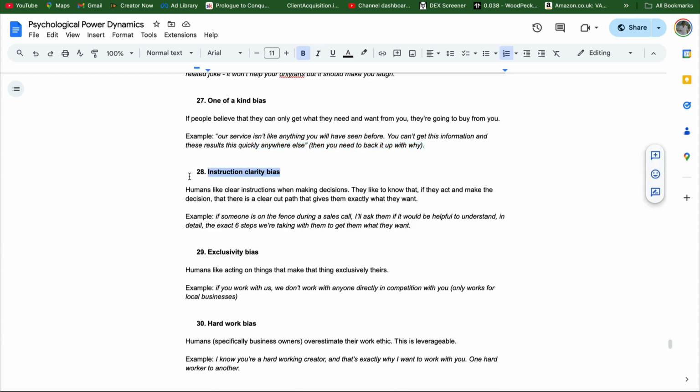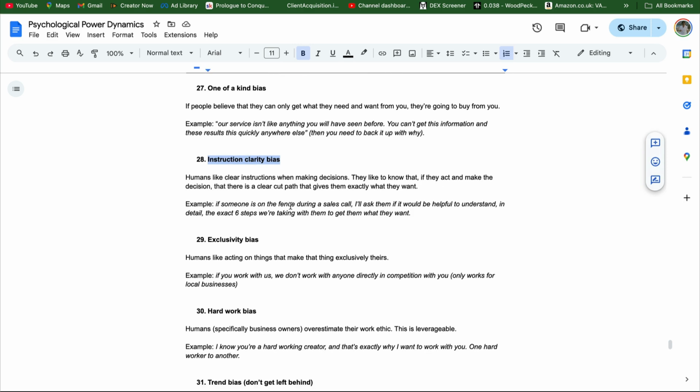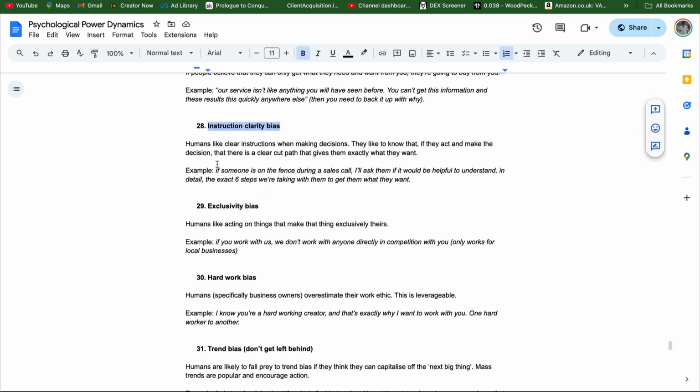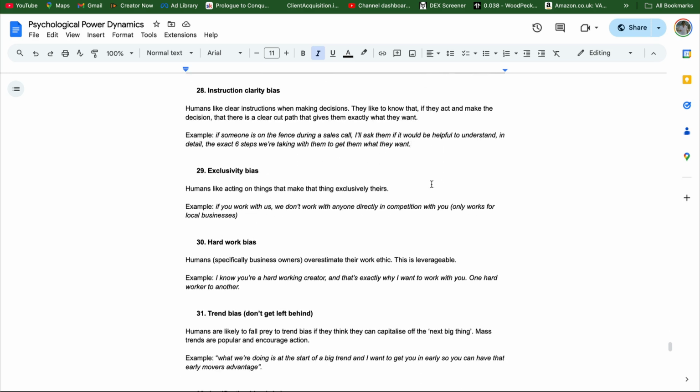28, instruction clarity bias. Humans like clear instructions when making decisions. They like to know that if they act and make the decision, there's a clear-cut path that gives them exactly what they want. So for example, if someone is on the fence during a sales call, I'll ask them, would it be helpful to understand in detail the exact six steps that we're taking with them to get them what they want.